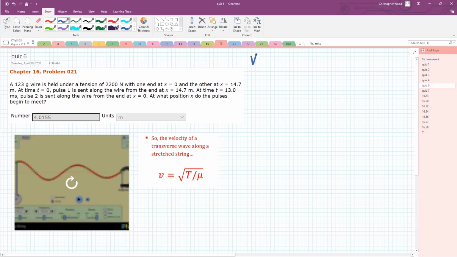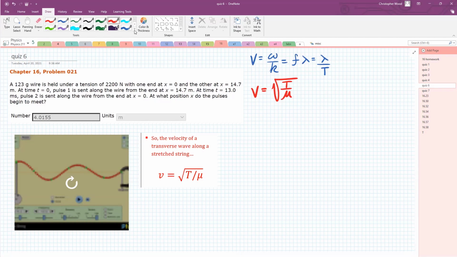In general, wave velocity, it doesn't have to be a string, is omega over k, which turns out to be exactly equivalent to frequency times wavelength, which is then, of course, the same as wavelength over time. Now, specifically for a string, because of the force analysis that we just did, we also have another velocity expression, square root of T over mu. So all of these are equivalent.